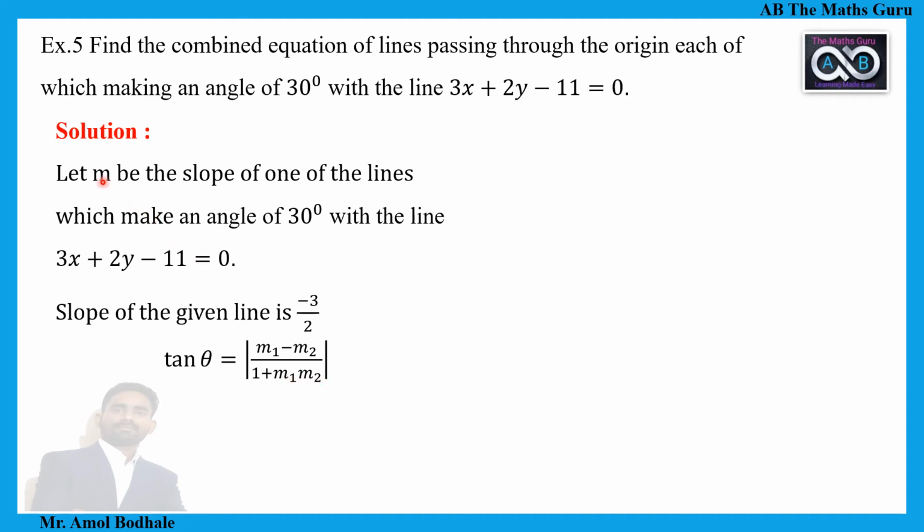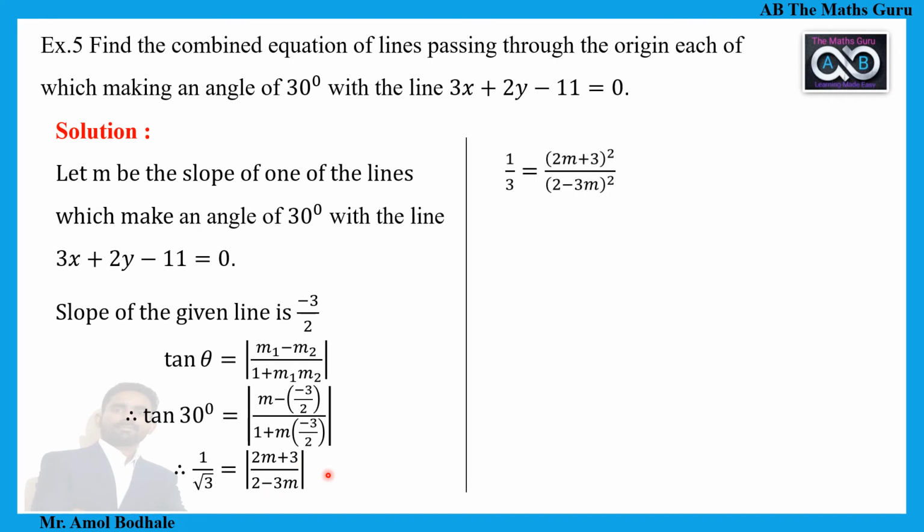So here m1 is m and m2 is minus 3 by 2, and even the angle between them theta is also known. So here we'll put the value theta as 30 degree, m1 is m and m2 is minus 3 by 2. Let's expand this equation. Tan theta, tan of 30 degree, which is 1 by root 3. If we solve this, we get 2m plus 3 upon 2, the 2 plus 2 minus 3m upon 2 will be cancelled. So we get 1 by root 3 equal to mod of 2m plus 3 upon 2 minus 3m.